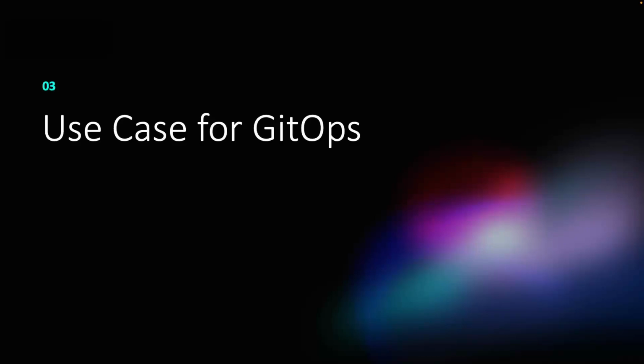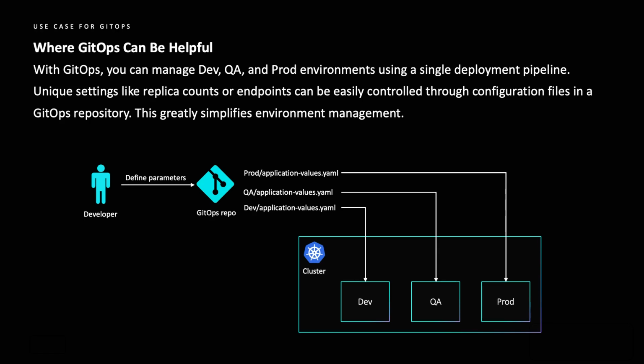To understand GitOps advantages better, let's look at a real-world use case. Imagine you have a CI/CD flow with several environments: dev, QA, and prod. Each environment requires unique Helm chart parameters for the application, such as replica counts, external endpoints, resource requests, etc. Without GitOps, managing these environments becomes complex. You would need separate deploy pipelines for each of them.